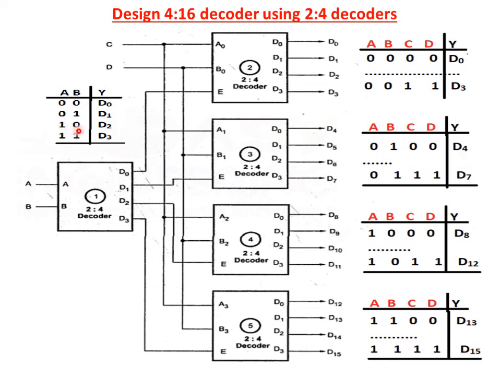Next, AB is 10 combination, D2 is selected, so it will enable decoder 4. So we will obtain the outputs D8 to D11. In this case our AB values are 10. Next, AB is 11, D3 is selected, it will enable decoder 5. So we will get the outputs D12 to D15. In this case our AB values are 11. This way we can implement a 4:16 decoder.